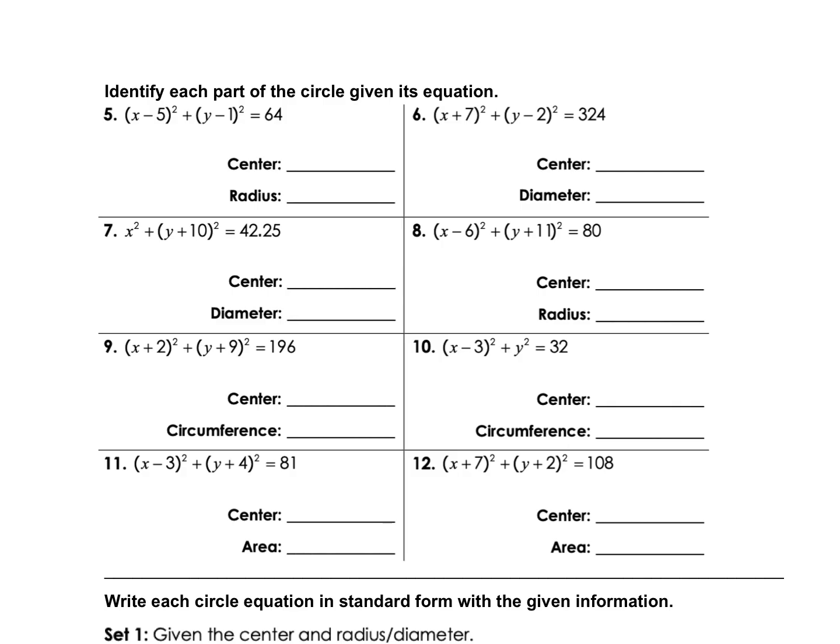All right, so looking at number 5, what is the center? (5, 1). What is the radius? Radius is 8. Okay, number 6, what's the center? (-7, 2). What's the radius? That'd be 36.